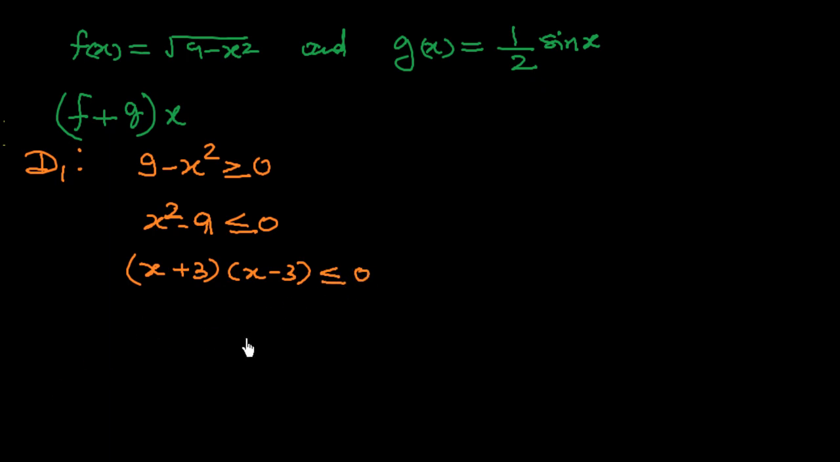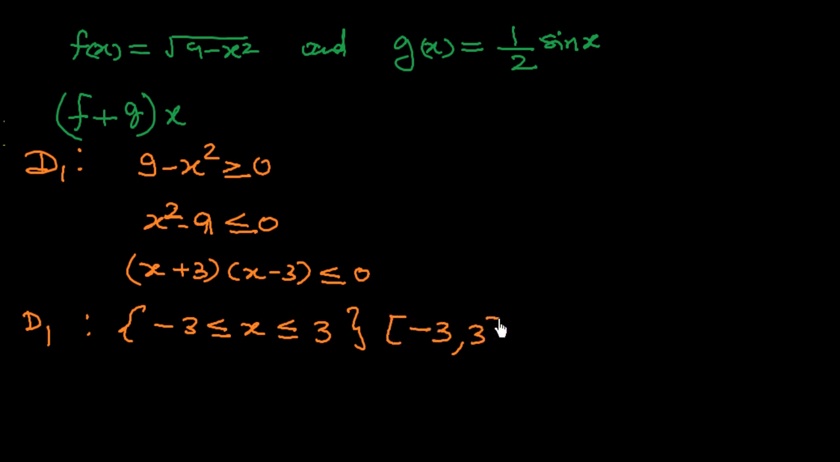Now we solve this. So we get minus 3 is smaller than or equal to x is smaller than or equal to 3. So this is our domain D1. We could also write it in interval form, minus 3 to 3, both are included here. So we write it in this way.